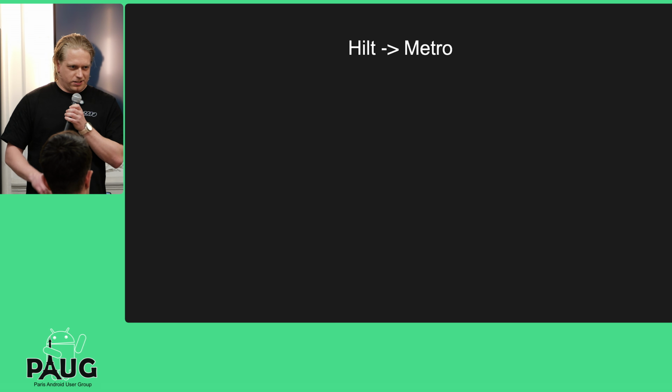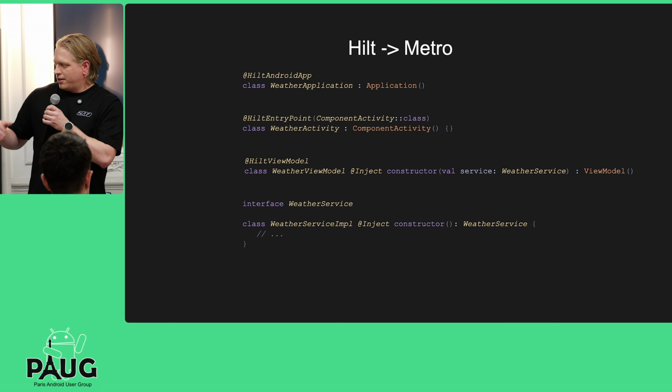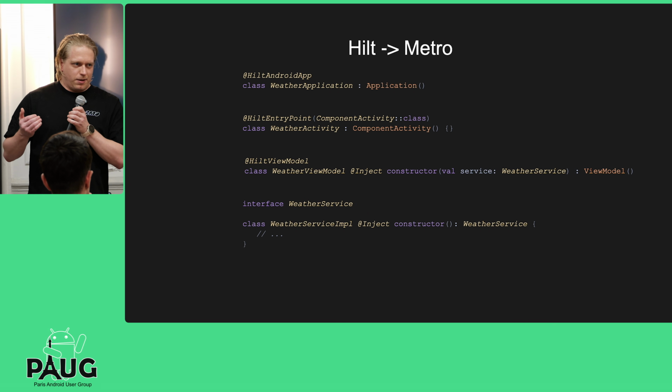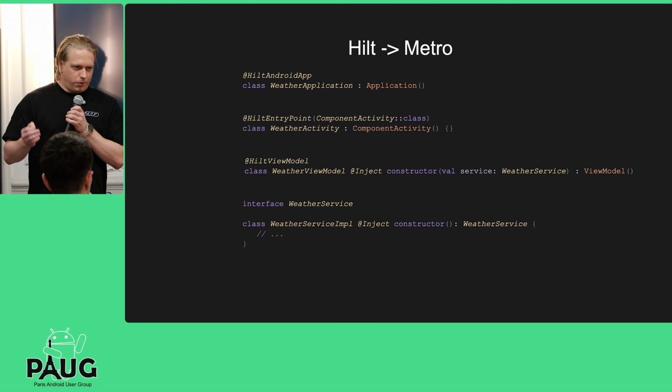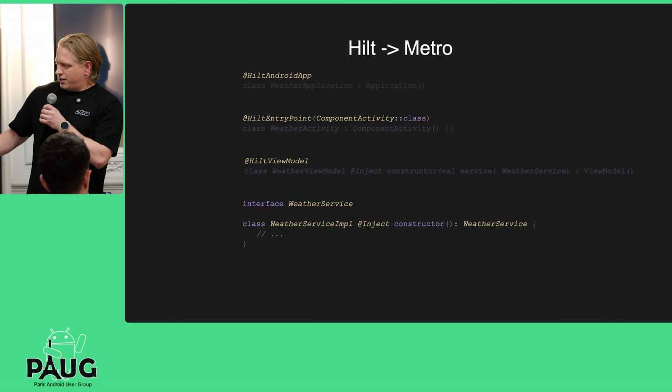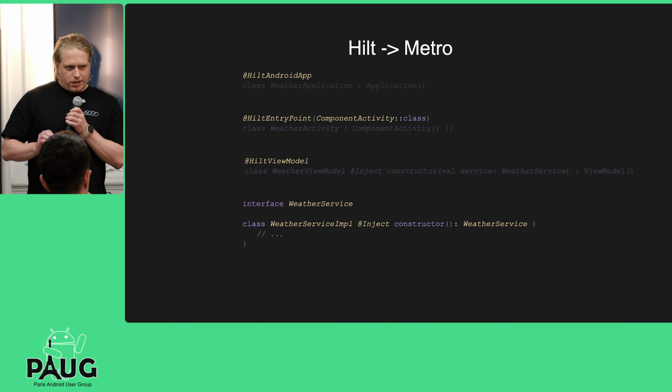So let's get into what is the difference and what is similarities between Hilt and Metro by migrating this sample app I made. So I made this weather application with a weather activity with a weather view model. And these components are using a weather service that is an interface that's implemented by a class. The things we're going to care about are these annotations, the Hilt Android app, the Hilt entry points, the Hilt view models.